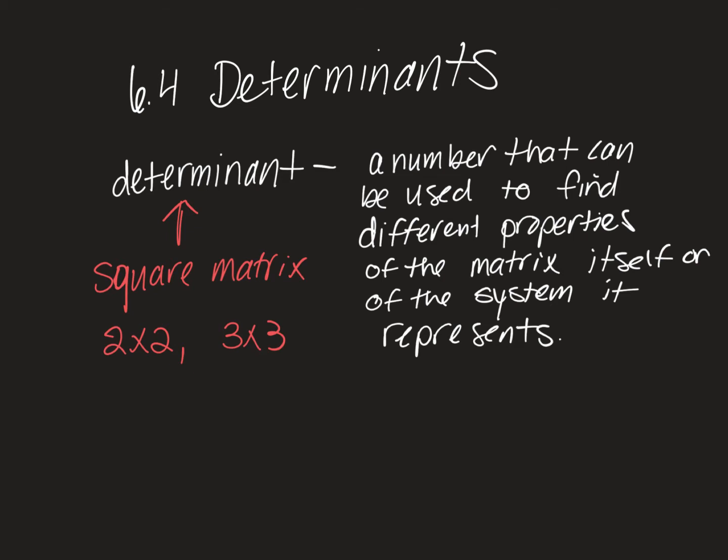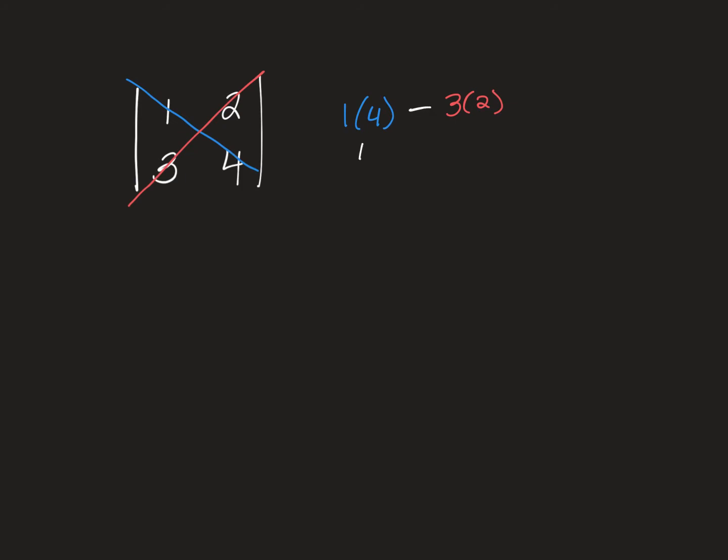So when we're finding a determinant, we use bars instead of brackets. Let's say we want to find the determinant of this 2x2 matrix. We're going to multiply down the main diagonal, so like 1 times 4. And then we're going to go the opposite way, so 3 times 2. And then we're going to subtract those numbers. So 4 minus 6, so our determinant here would be -2.